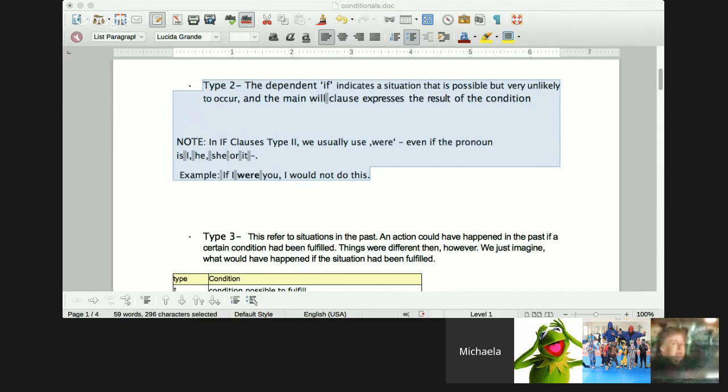Cool, we already have one. If I were an American, I would speak English fluently. Ken, tell us when you might use this sentence and when you might use the counterpart, which is if I was American, I would speak English fluently.